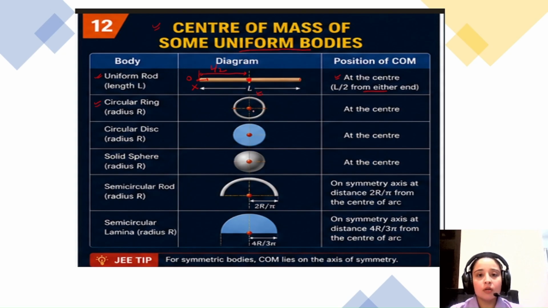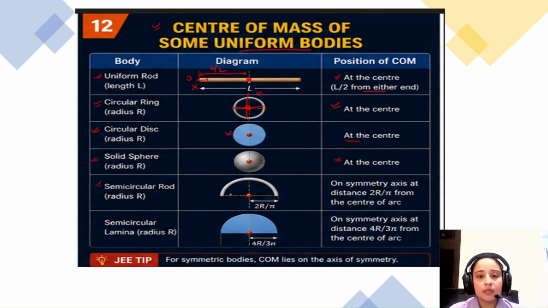Similarly, for a circular ring you can draw a symmetric axis, and the center of mass always lies on the symmetric axis of the uniform body. So that is at the center. For a uniform circular disk, the center of mass is again at the center. For a solid sphere, the center of mass is at the center.